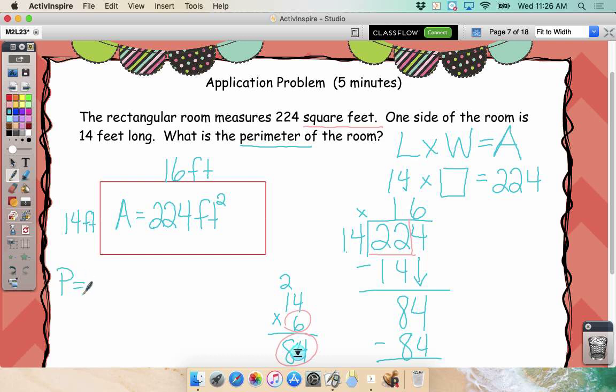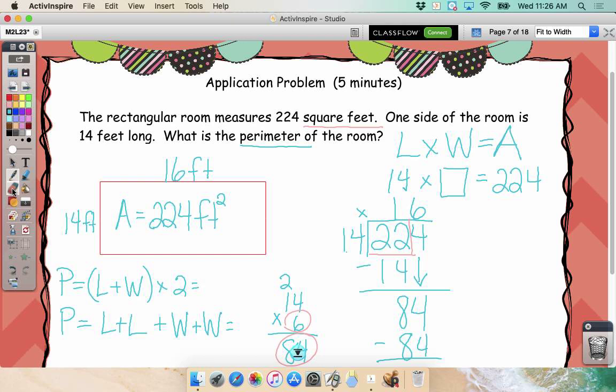Formula for perimeter. There's 2 of them. You could do length plus width times 2. Or you can do length plus width plus length plus width. Any way you look at it, it's going to give you the distance around the outside. Okay?